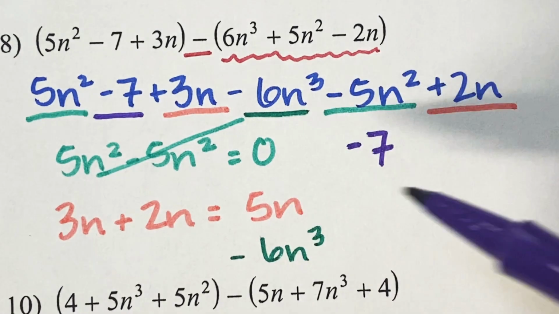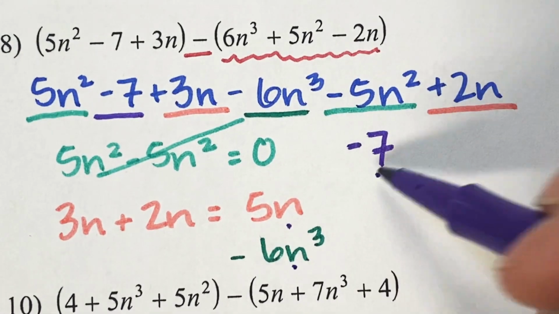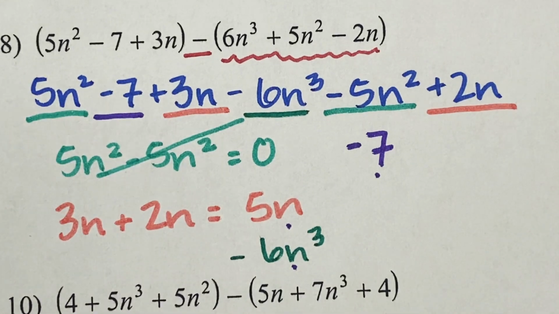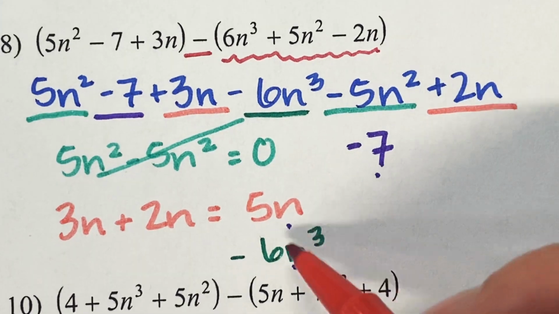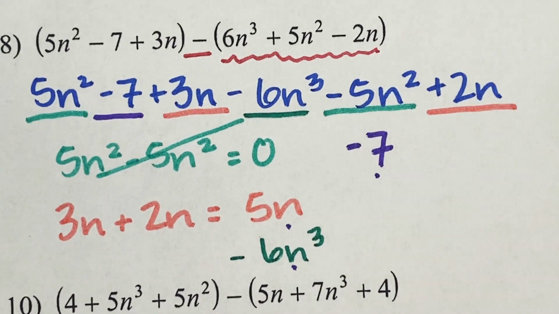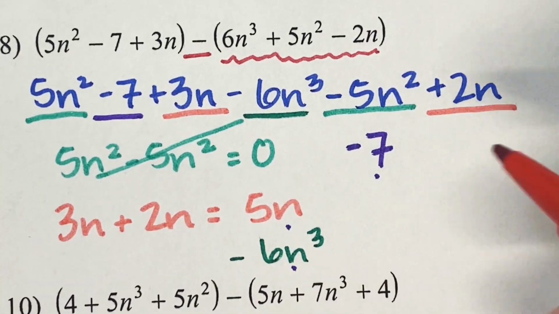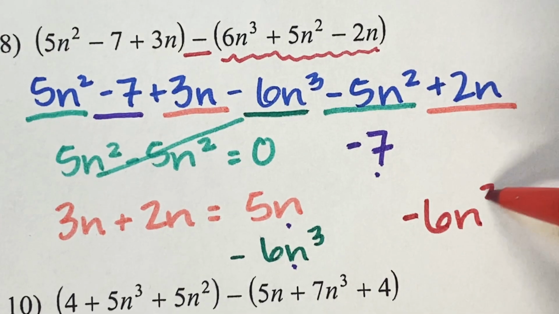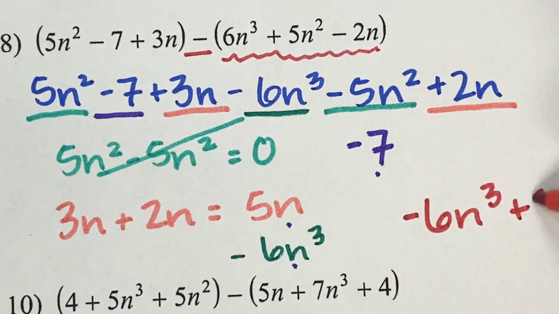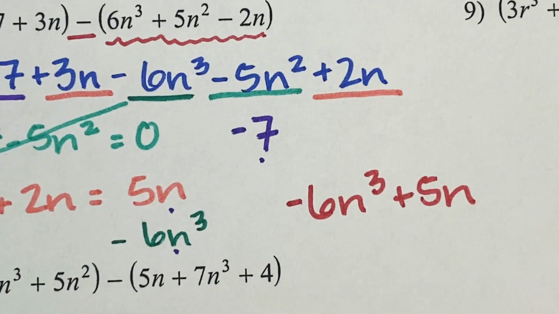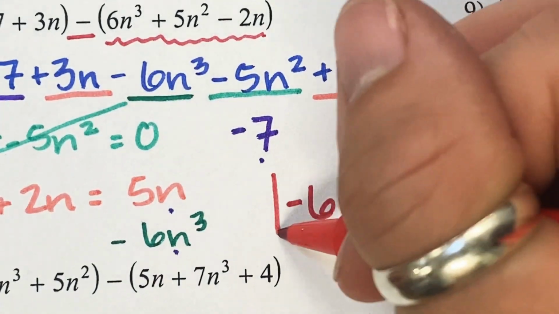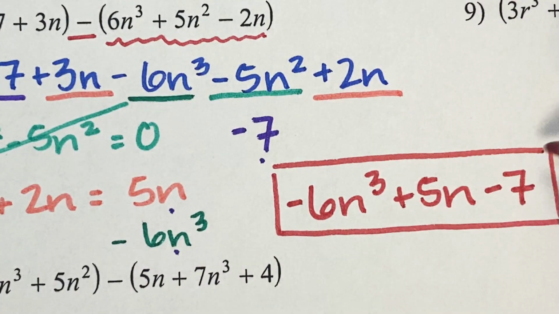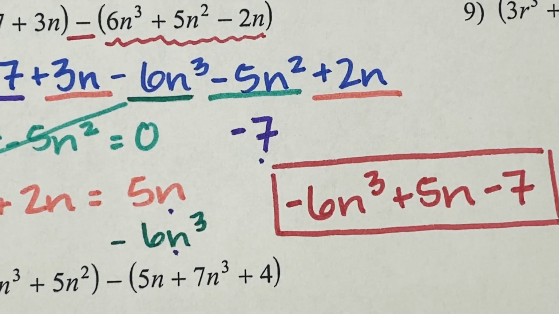Okay, so we have all of our pieces. Our 0 we don't need to write. We have 1, 2, 3 pieces that we now need to rewrite, just put together. So you always want to put your highest power first. You don't have to, but it's kind of a mathematical unwritten rule. It's called descending order, fun fact. So I'm going to put my n cubed first, so negative 6n cubed with a positive 5n, whoops, sorry, and then negative 7. None of those are like terms, so that is simplified.